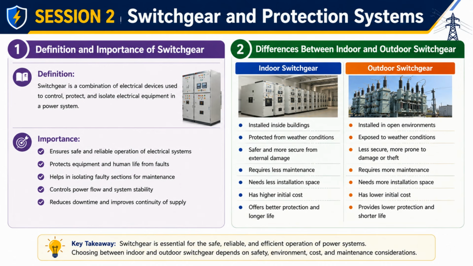Now let us move to Session 2 and understand switchgear and protection systems. 1. Definition of switchgear. Switchgear is a combination of electrical devices. It is used to control, protect, and isolate electrical equipment in a power system. Examples include switches, fuses, relays, circuit breakers, and isolators.